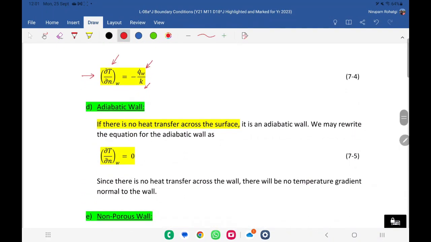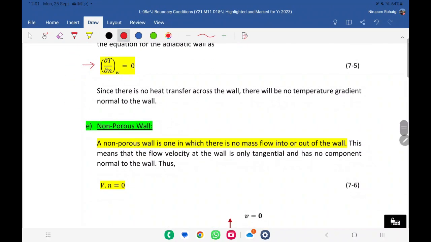Then if it is an adiabatic wall, what will happen? Heat flow across the wall is zero, simple, so del T by del N at the wall will be equal to zero. So if you are talking about an adiabatic wall, you have to give this condition at the boundary.